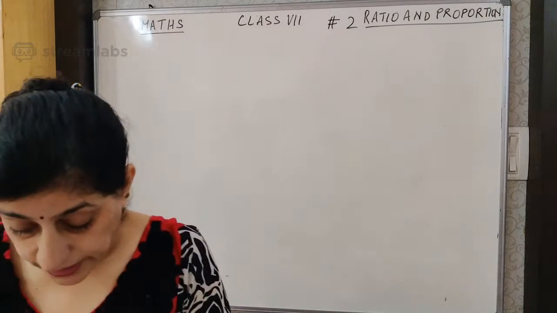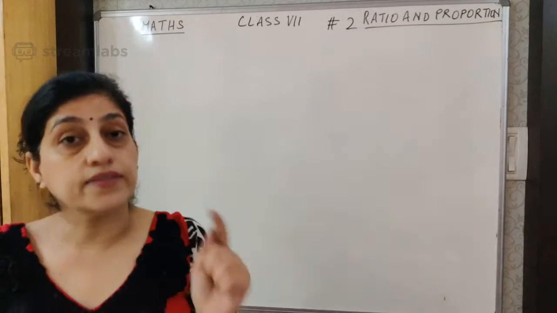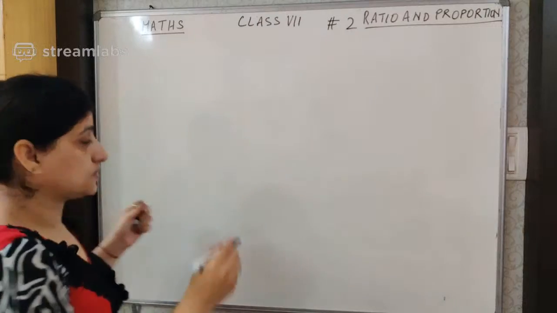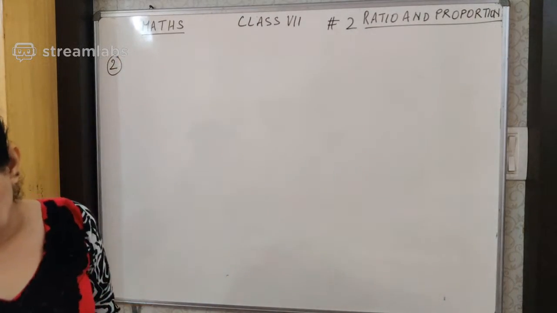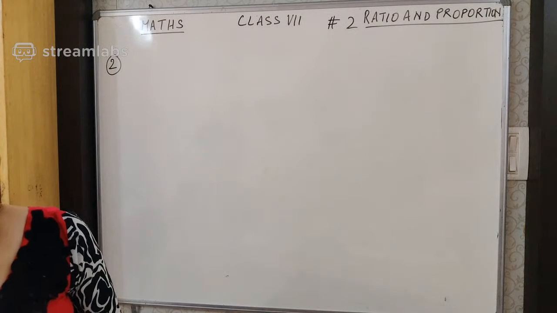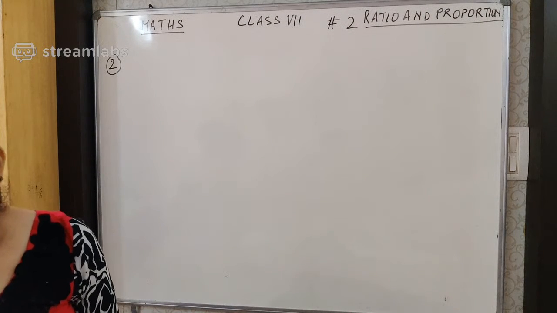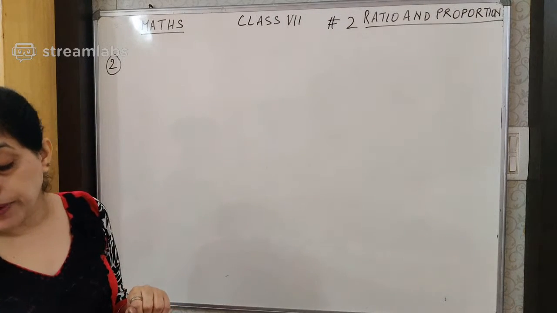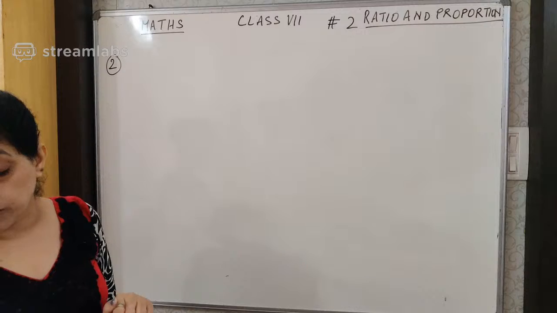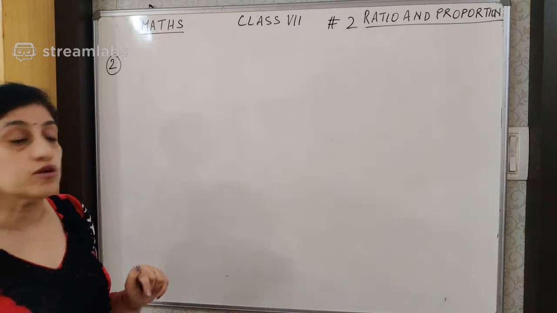Now, the next question is another type of question which we do in ratios. This is a new type of question. Try to understand carefully. If the ratio of the length and the breadth of a rectangle is 5:3 and the perimeter is 144 meter, find the length of the rectangle.